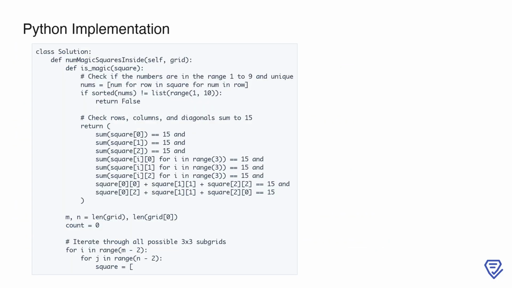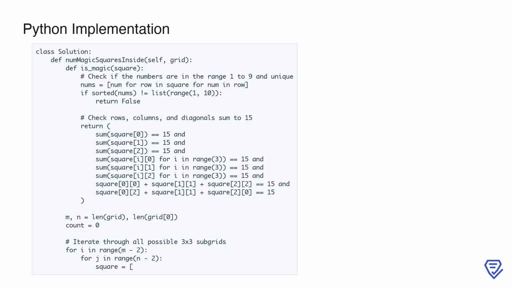Here, we begin by defining a class Solution and a method numMagicSquaresInside that takes a grid as input. Inside this method, there's a helper function is_magic, which checks if a given 3 by 3 square meets the criteria for being a magic square. First, it flattens the square into a list of numbers and verifies that these numbers are unique and fall within the range of 1 to 9. If this condition is not met, the function immediately returns false. Next, it checks whether the sums of all rows, columns, and both diagonals equal 15, which is the defining property of a magic square. If all these conditions hold true, the function returns true.